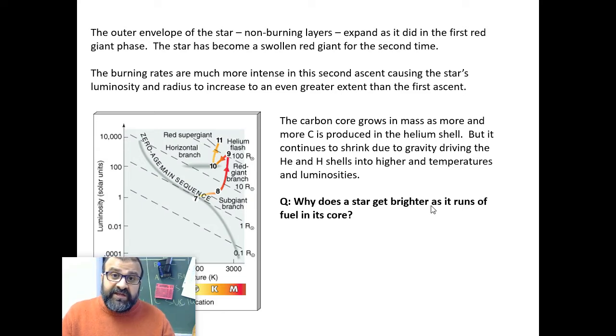So they're fusing, like the hydrogen shell is fusing into helium much quicker. The helium shell is fusing carbon much more quickly. So because of that extra rate of fusion, the luminosity of the star increases. It gets brighter, and the star gets bigger. The bigger the star, the bigger its luminosity as well.